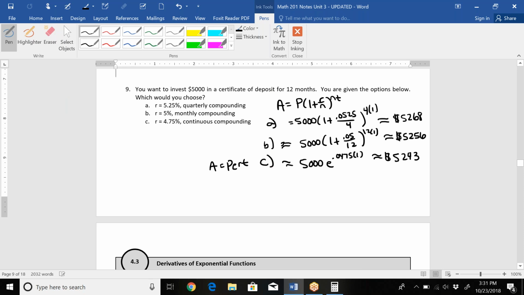Now, if I was taking a loan out, I would want that one because it's the lowest. But since I'm investing, I want the best deal, which gets me the most money. So I would go with A.